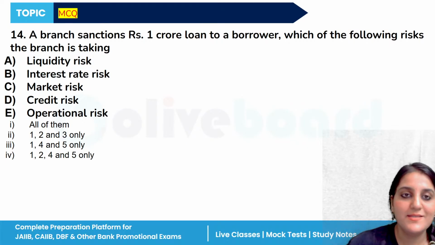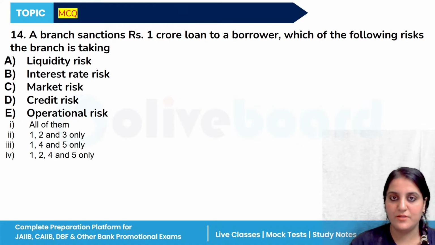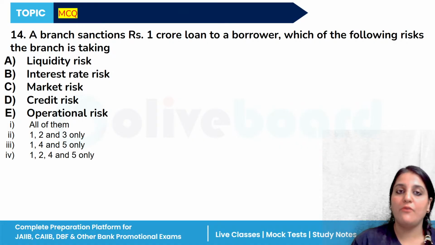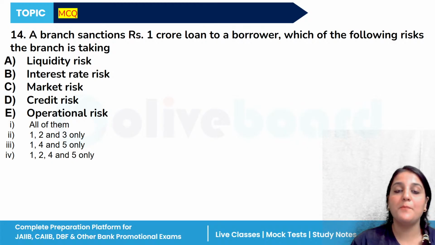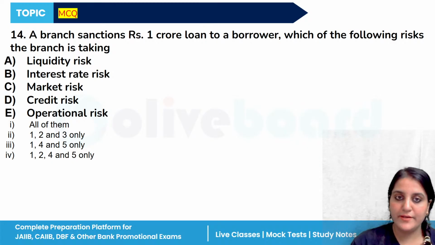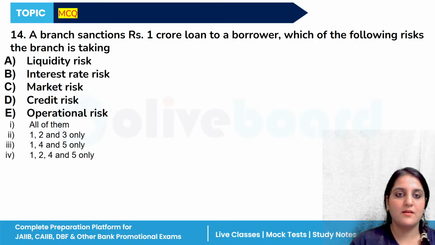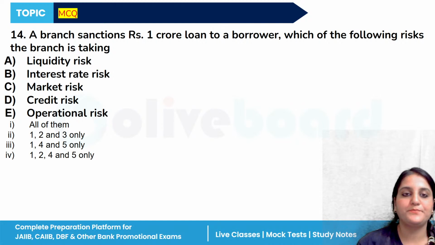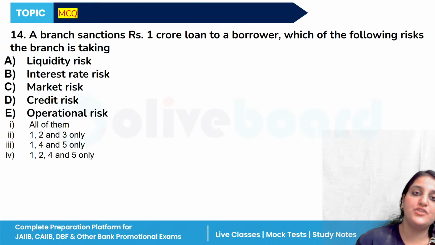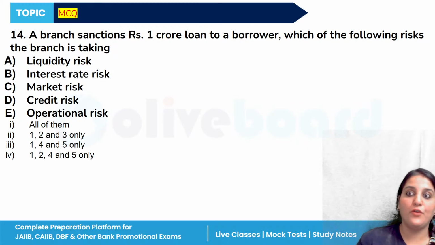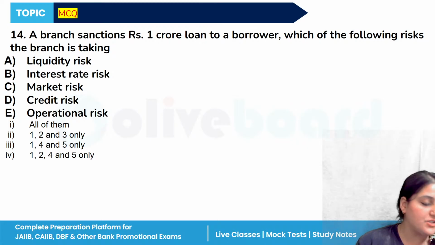Now, the question is saying a branch sanctions rupees 1 crore loan to a borrower. Which of the following risks is the branch taking? Liquidity risk, interest rate risk, market risk, credit risk, operational risk. Just tell me the meaning of all these risks: a branch that sanctions a 1 crore loan to the borrower, which of the following risks is the branch taking?